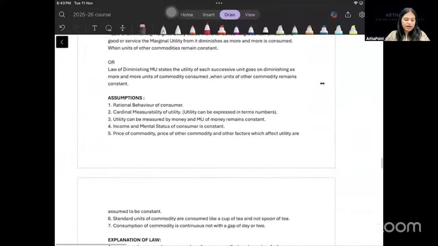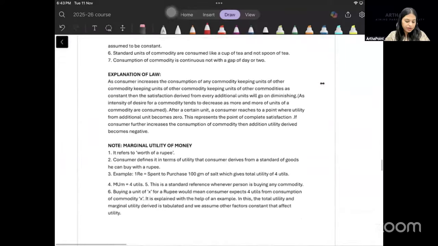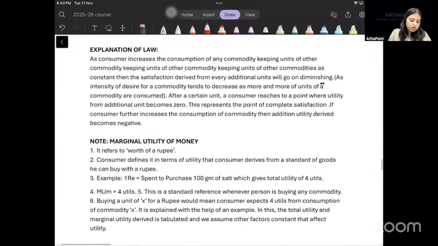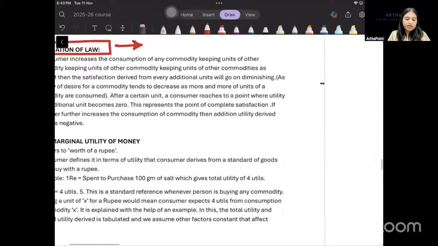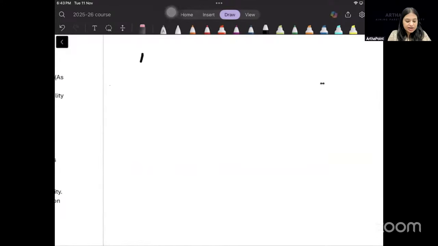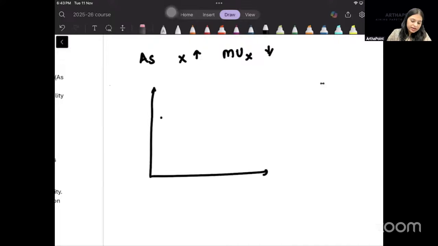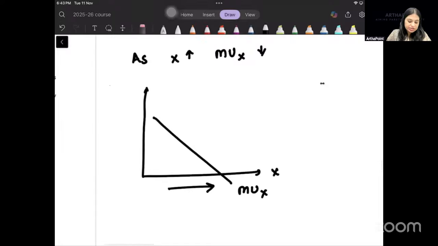Assumptions you do it on your own. I don't have to do the assumptions with you. अब हम बात करते हैं लॉ की. ये लॉ है लॉ ऑफ डिमिनिशिंग मार्जिनल यूटिलिटी. What does this law states? This law states that as you increase consumption of a commodity, the extra utility you get keeps declining. इसका ग्राफ हमारा ऐसा बन जाता है that as consumption of commodity increases, marginal utility decreases. ठीक है, marginal utility of the commodity decreases.